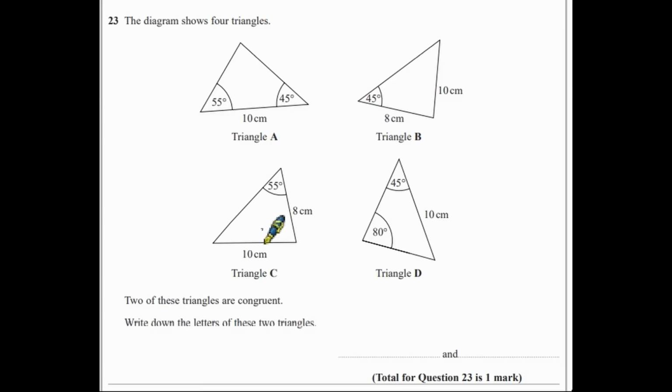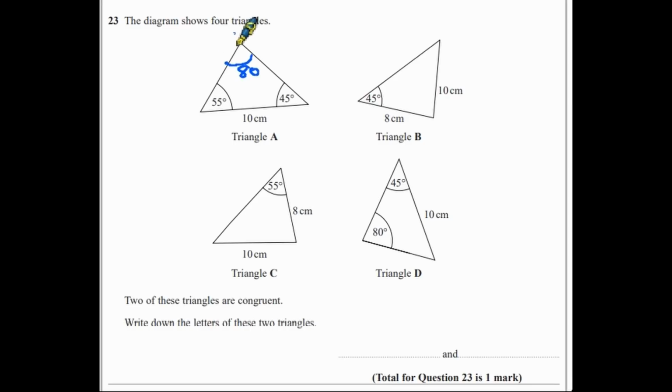In question 23, we've 4 triangles, and we're told that 2 of them are congruent. In other words, they're the same, but maybe just turned a different way around. Let's have a look at them and see if we can find similarities and differences. Well, if we look at triangle A, we've got 45 in one corner, 55 in the other. That adds up to exactly 100 degrees. Now, we know that angles in a triangle add up to 180, so that means the third angle is 80 degrees.